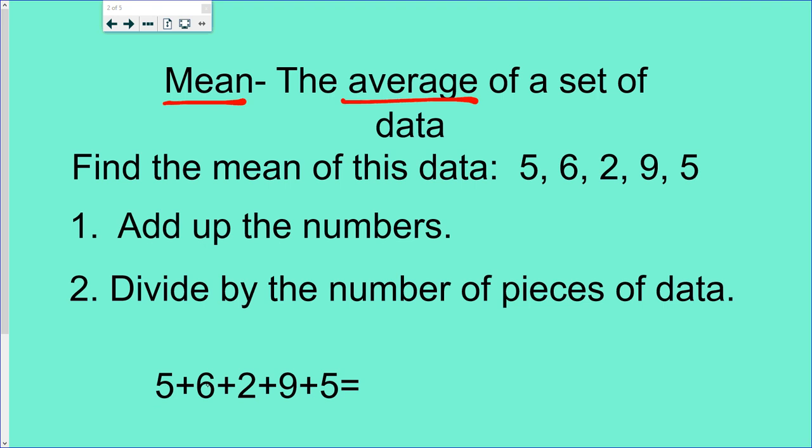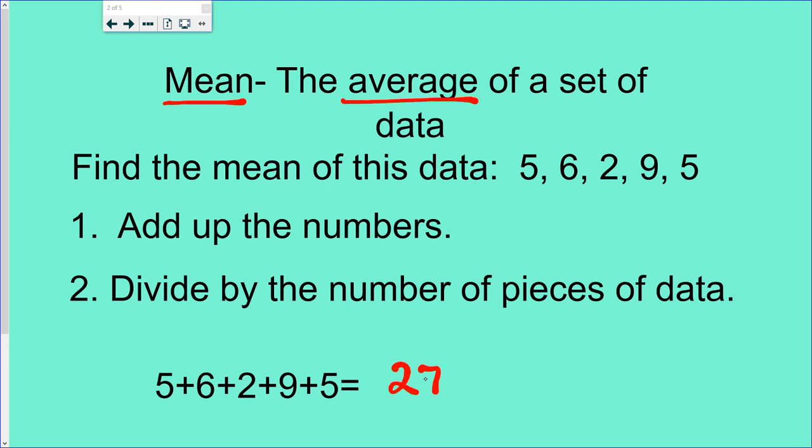5 and 6 is 11. We'll go 11 and 9 is 20. 20 and 2 is 22. And 5 more is 27. I always double check that math because adding a bunch of numbers together can sometimes get a little tricky. So I'm going to do it a different way this time. 5 and 5 is 10. 6 and 9 is 15, so that's 25, and 2 more is 27. So we still get 27, no matter which way we add it together.